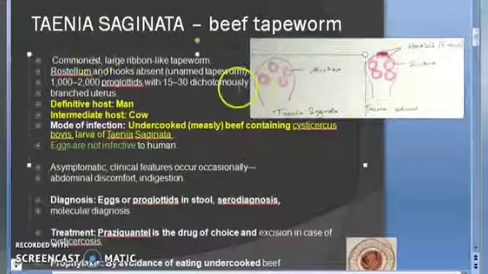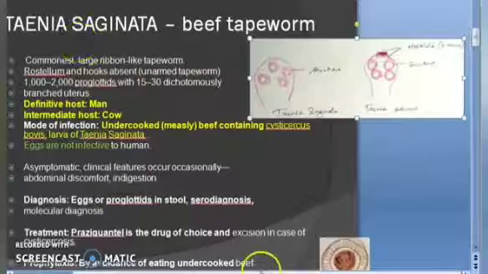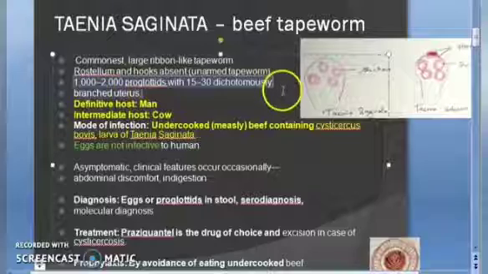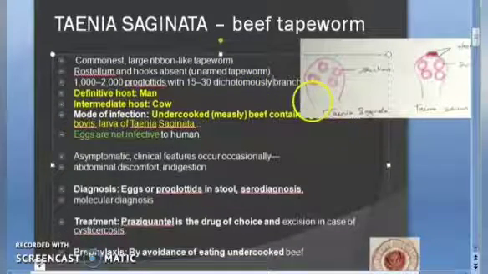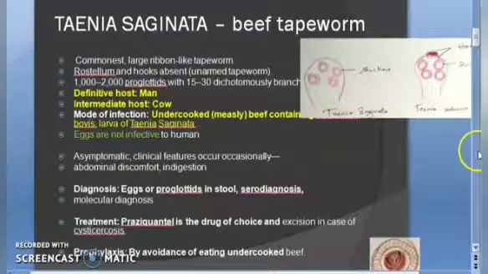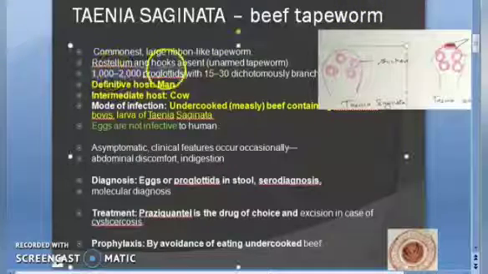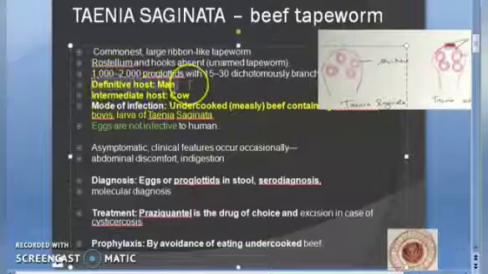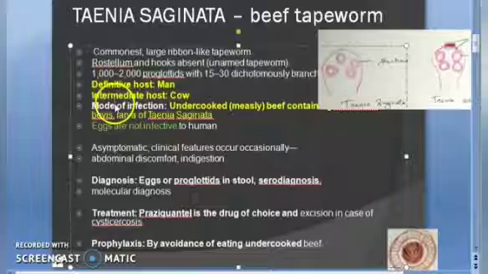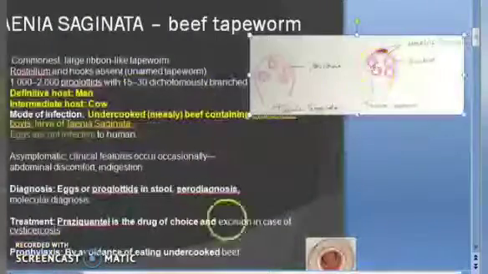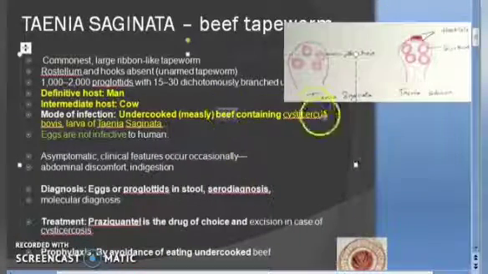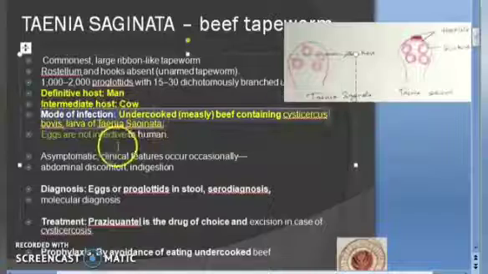Smart fellow it is. Now, Taenia saginata has 1000 to 2000 proglottids with a dichotomously branched uterus. Proglottids are the reproductive structures. So Taenia saginata has a lot of proglottids. Now coming to the hosts: the definitive host is man. The intermediate host for Taenia saginata is cow. How will the person get infection? Because of eating uncooked infected meat, that is beef containing Cysticercus bovis, the larva of Taenia saginata.